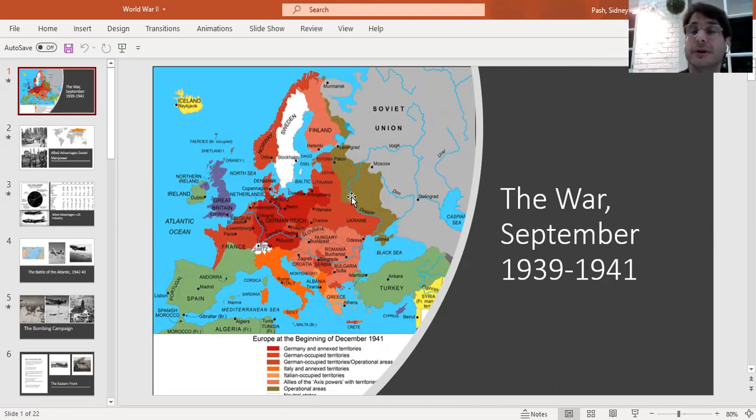After conquering Poland, and don't worry too much about this, but just put this in the back of your mind, the Germans actually divide Poland between themselves and the Soviet Union. Germany and the Soviet Union have for nearly 2 years a non-aggression agreement in place where they agree not to fight each other, and they actually divide up parts of Eastern Europe. I wouldn't worry too much about it for our purposes. The Germans make some small conquests, including Denmark, their neighbor to the north, and Norway.